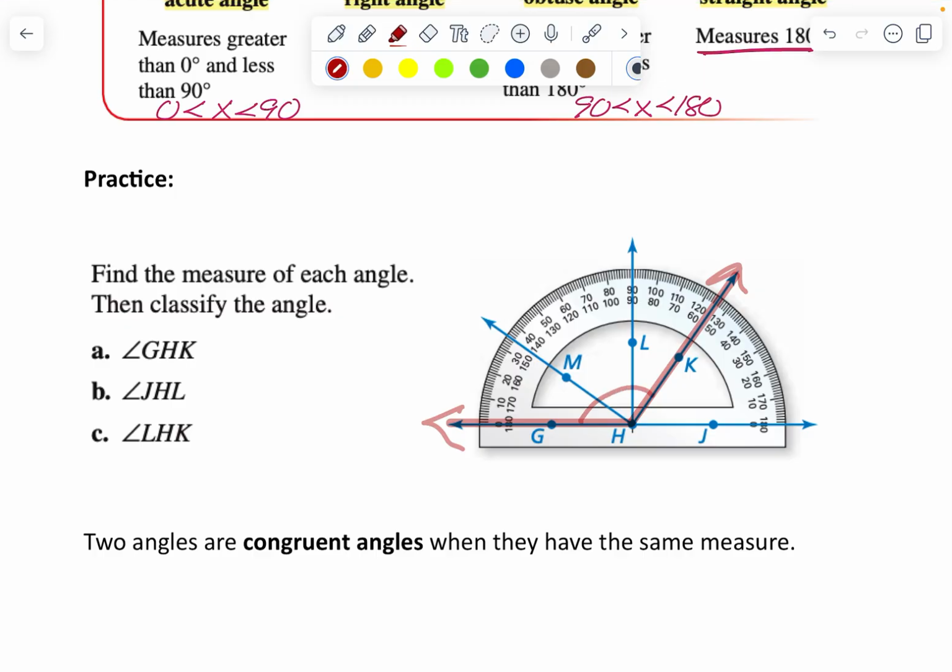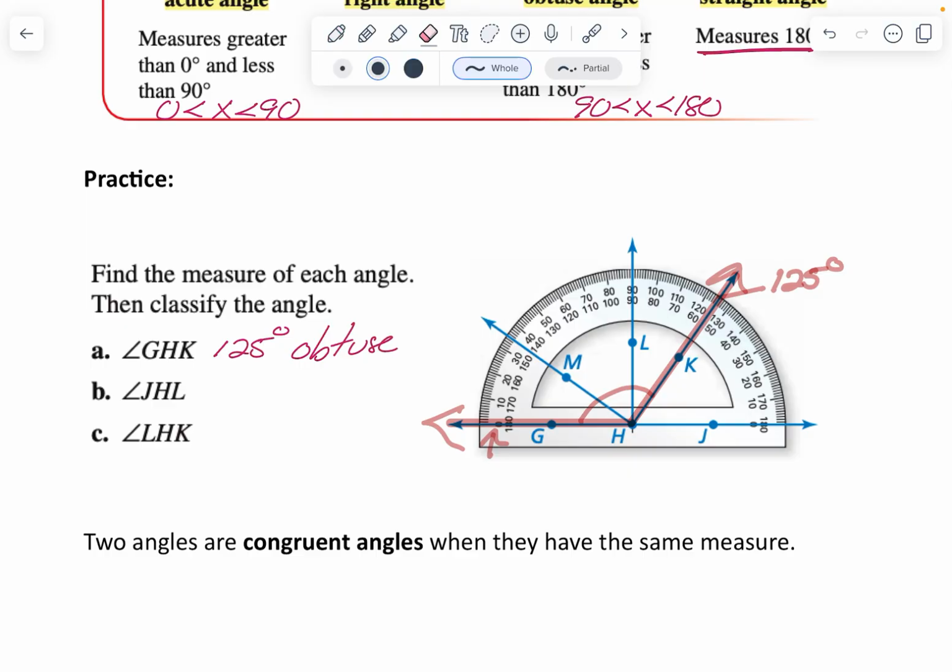And so we're going to start at 0 on these outside numbers. And notice it's between 120 and 130. So right there, it's 125 degrees, right in between. So I'm going to go back here and I'm going to say 125 degrees. And then we would say this is an obtuse angle.